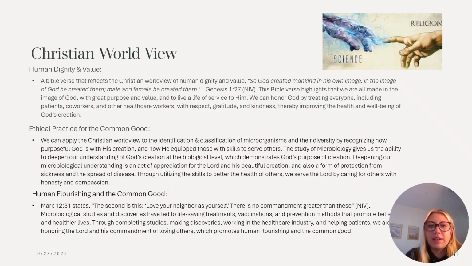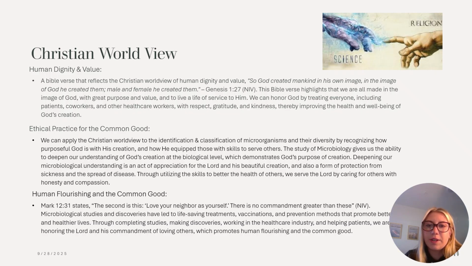Human dignity and value. A Bible verse that reflects the Christian worldview of human dignity and value is Genesis 1:27. So God created mankind in his own image. In the image of God, he created them. Male and female, he created them. The Bible verse highlights that we are all made in his image with great purpose and value, and to live a life of service to him.